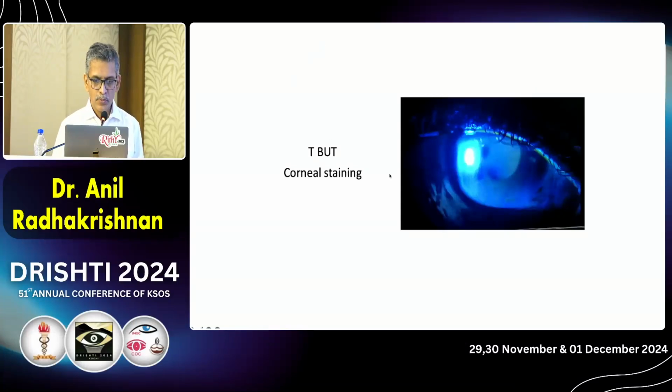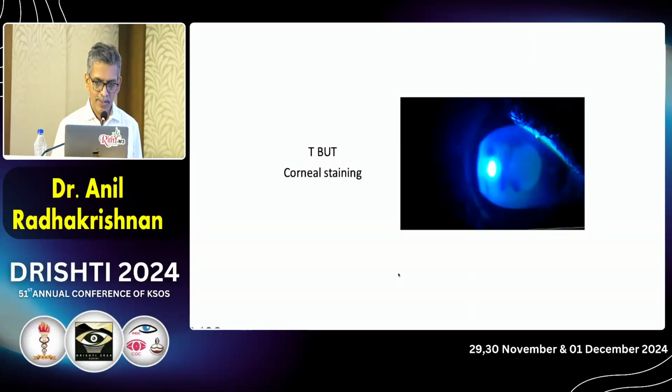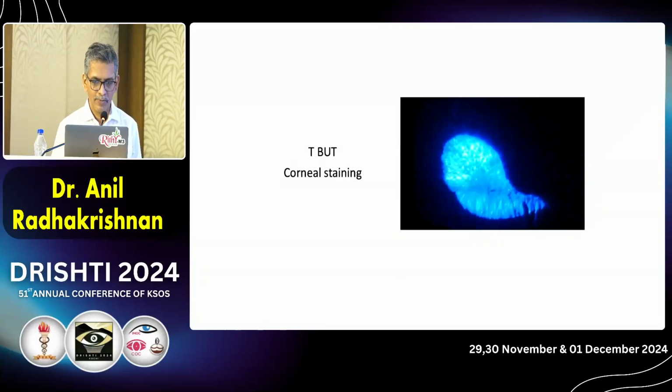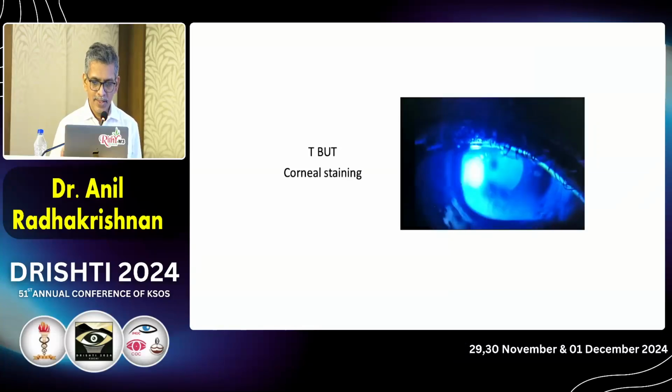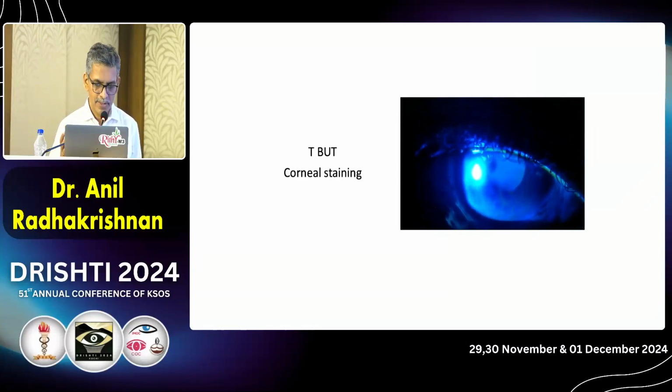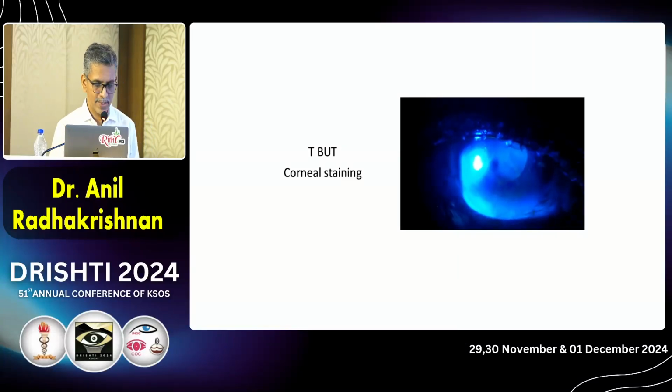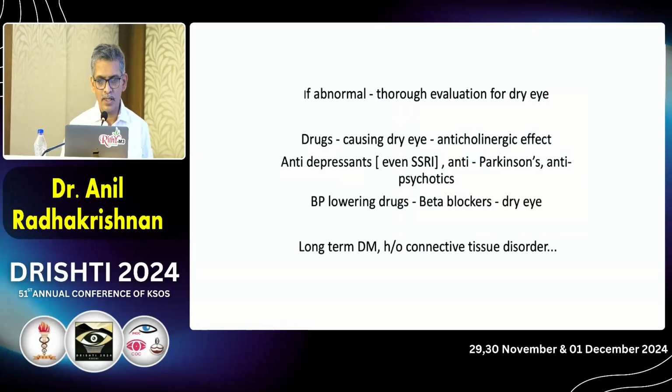It makes sense to do a tear breakup time in all the patients. I don't expect everyone to do dry eye workup and all that. Just put a drop of fluorescent and look at the tear film breaking pattern. If you see a random spot which happens very fast within 4-5 seconds, the normal tear breakup time they say is about 10 seconds. If you see the tear breakup is happening within 4-5 seconds, you know that there is a moment of dry eye, which is very common in urban population.